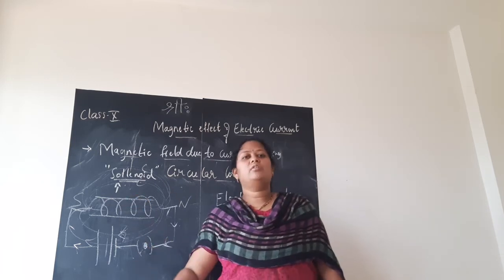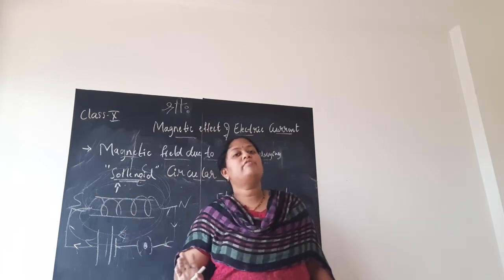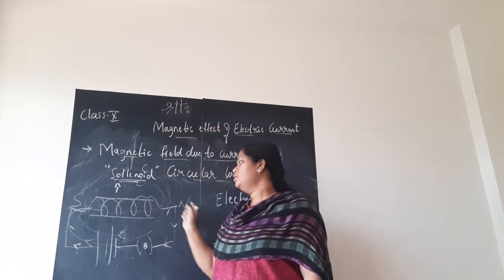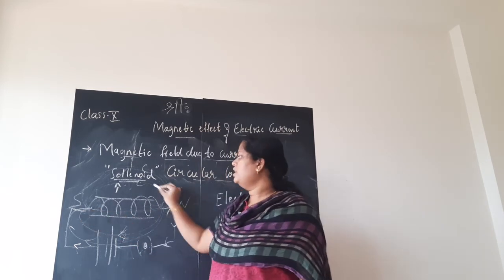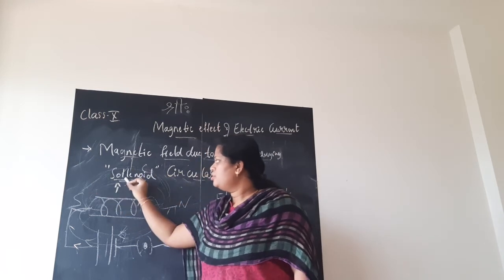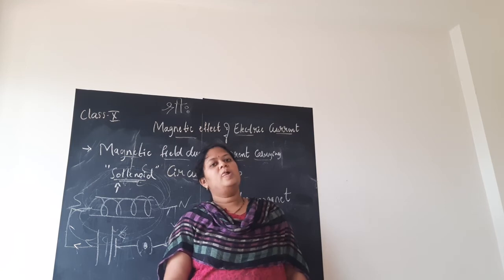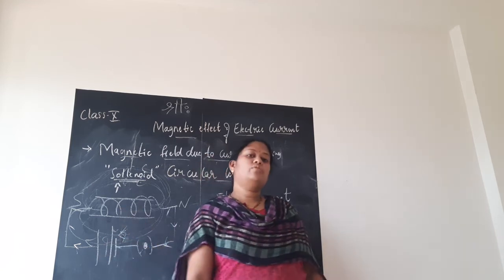The direction in which the current is going, that is the direction of north. So the current is going in this direction according to me. So this is north, this is south. The magnetic field lines which you draw should always travel from the north pole towards the south pole. So this is also nothing but the solenoid.